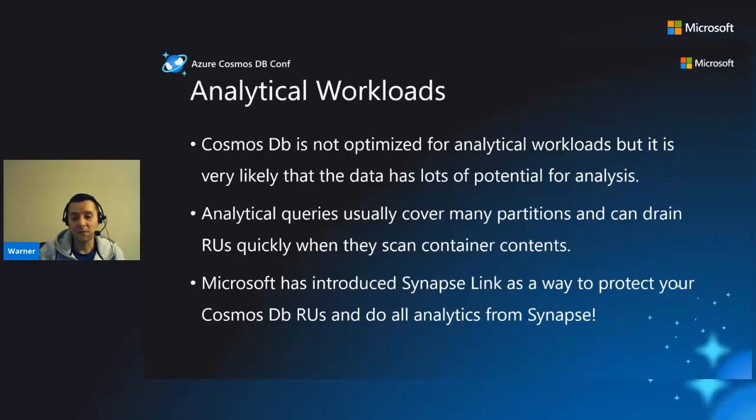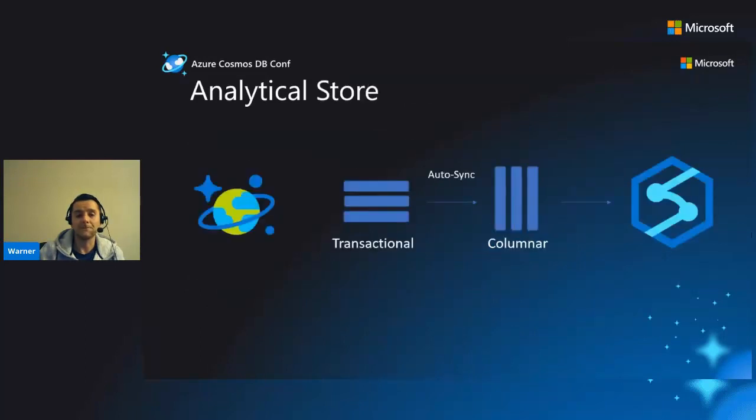Microsoft has introduced something really cool called Synapse Link. And this is a way that basically protects your Cosmos DB RUs by doing all your analytics from Synapse Analytics. So this is very, very cool because all the compute is spent on the Synapse side and does not impact your Cosmos DB RUs at all. In order to do this, when you create the collection, you enable what is known as the analytical store, and the analytical store behind the scenes runs a process that automatically switches Cosmos DB's transactional format into a columnar format and provides access to it from Synapse Analytics.